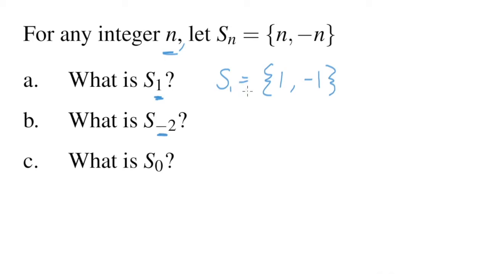So our next one is S of -2. The first element we put in is just n, which is -2. The second one would be the negative of -2, which would be +2.